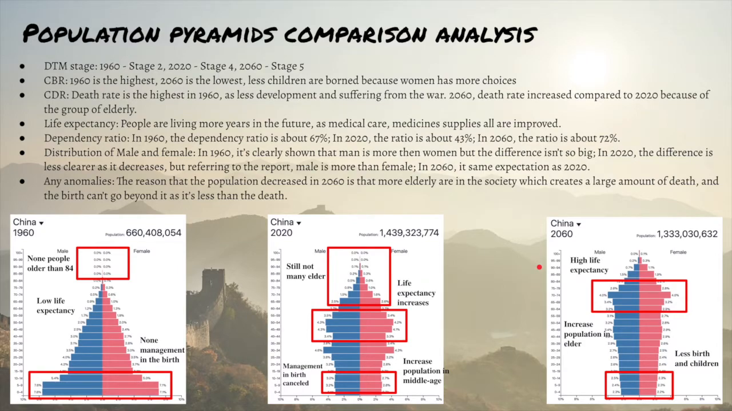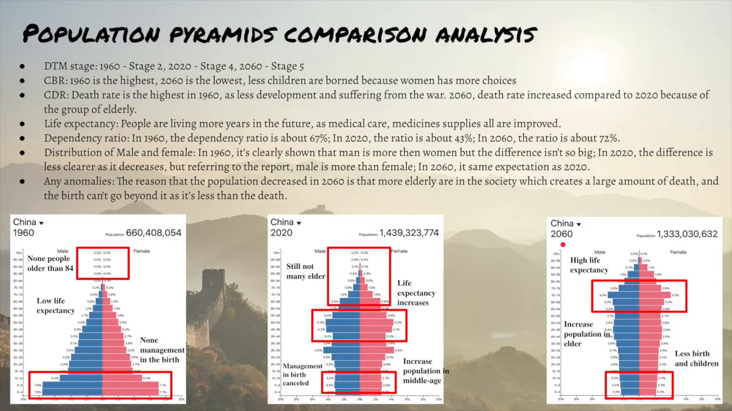Life expectancy. People are expected to live more years in the future, as medical care and medicine supplies improve. Dependency ratio. In 1960, the dependency ratio is about 67%. In 2020, the ratio is about 43%, and in 2060, the ratio is about 72%.